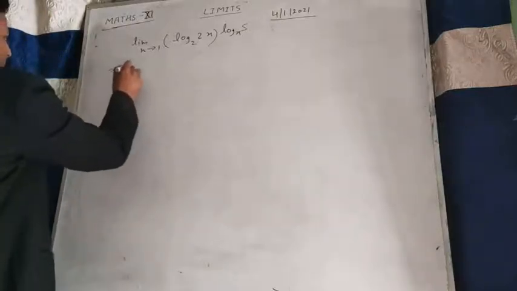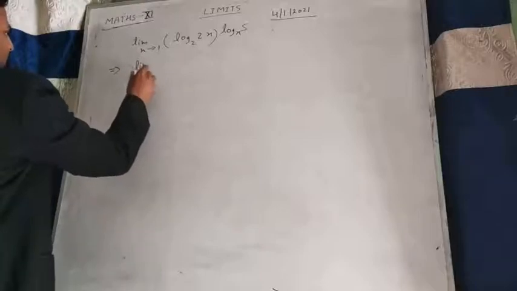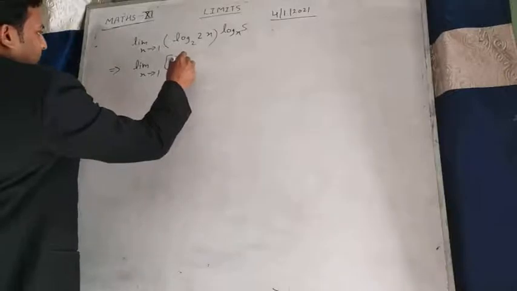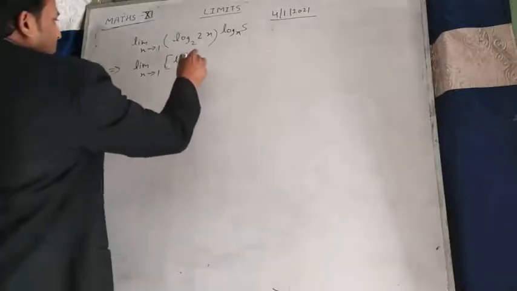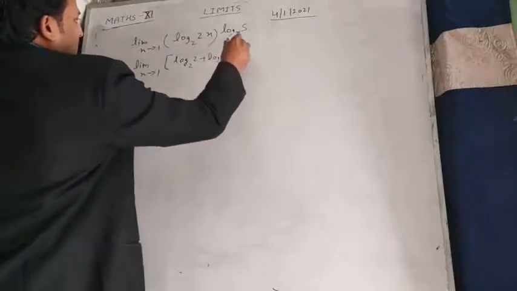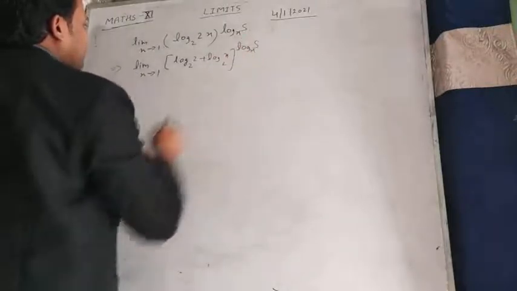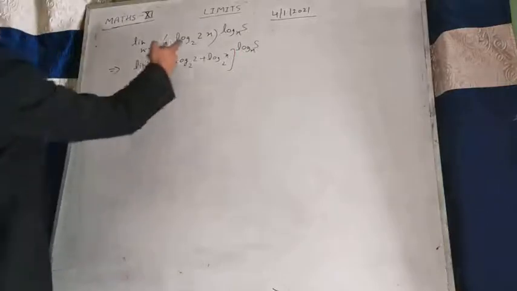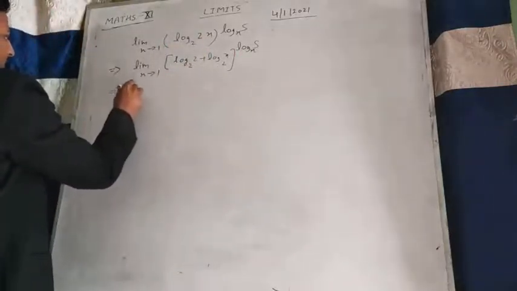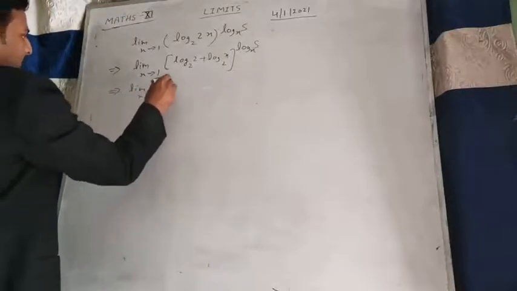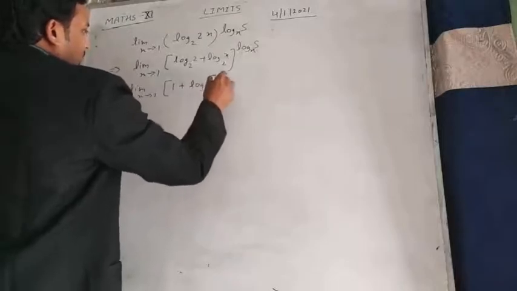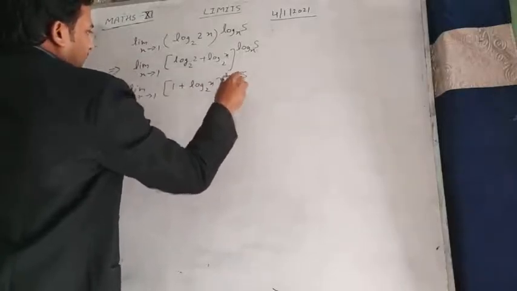Now students, starting the solution. Limit x tends to 1. Again we can write log 2 base 2 plus log x base 2, and this is to the power log 5x. Okay students, this is log of m into n, and we write log m plus log n. We have done that. Now limit x tends to 1, this is 1 plus log x base 2 to the power log 5 base x.